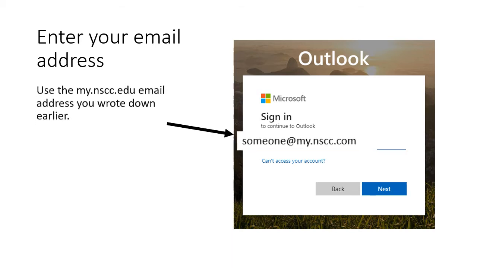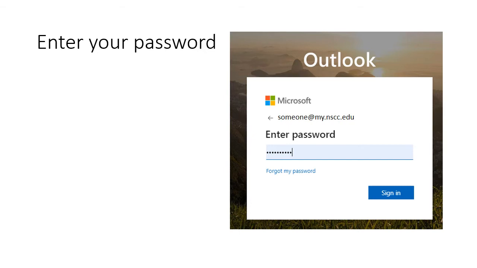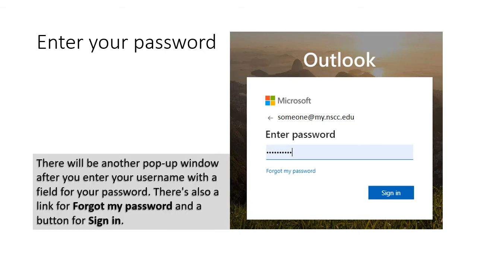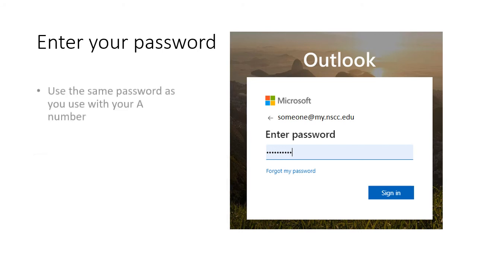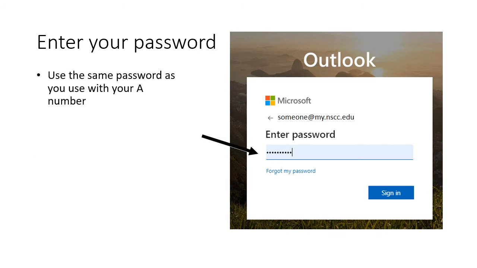Use the my.nscc.edu email address you wrote down earlier. Enter your password. There will be another pop-up window after you enter your username with a field for your password. There's also a link for Forgot My Password and a button for Sign In. Use the same password as you use with your A number. Click the Sign In button.